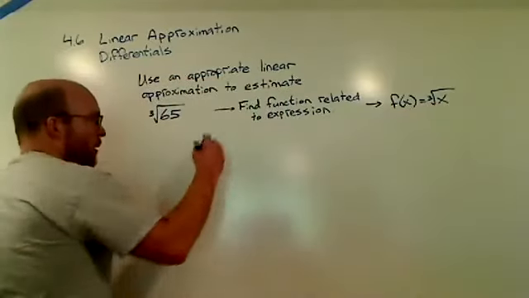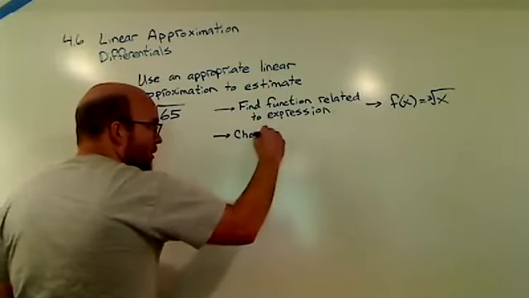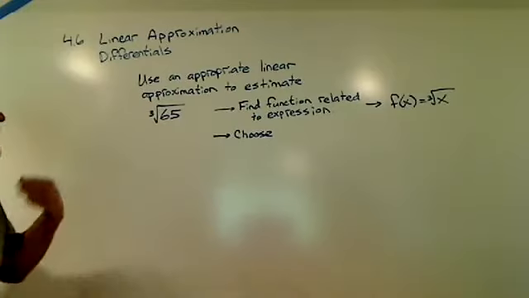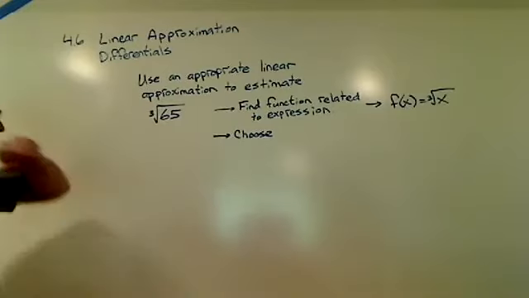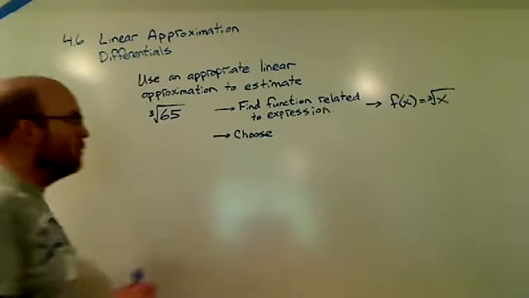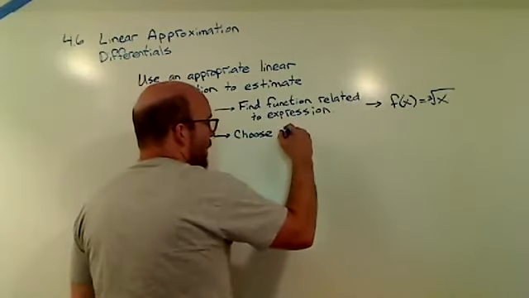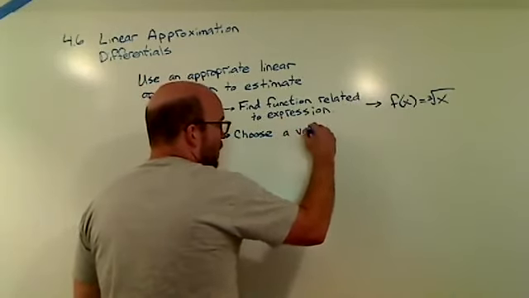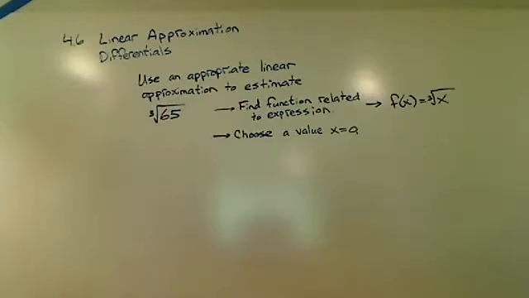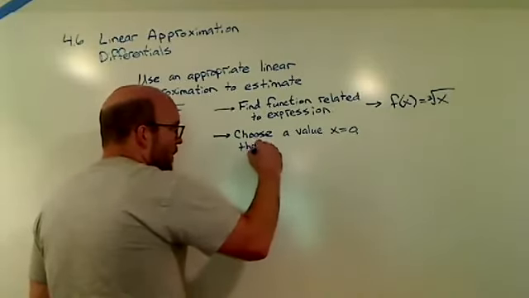Okay, the second part is to choose. This is actually your choice. You can make a lot of different choices here that would work if you had a calculator, but remember, the idea is that we're trying not to use a calculator here. So once I have this function chosen or found, we need to choose a value x equals a. So that's the same as before. That is easy to work with.